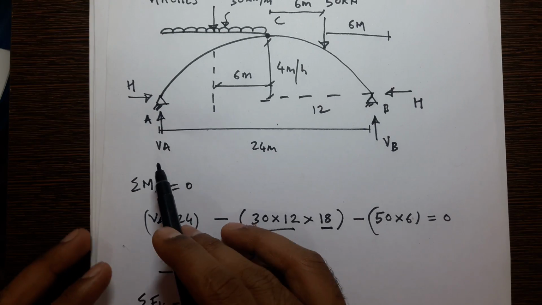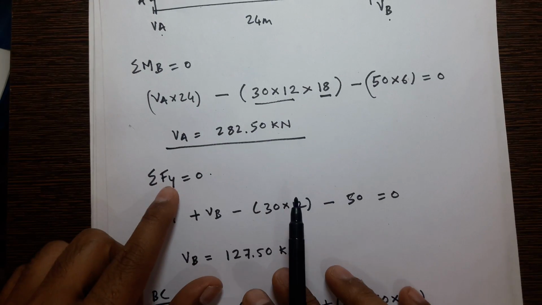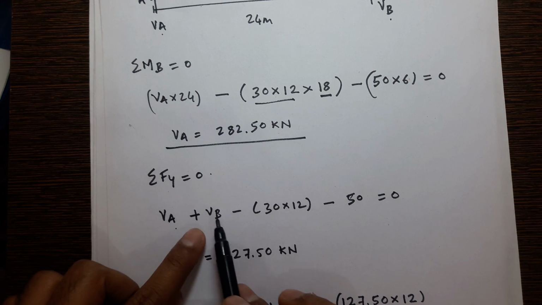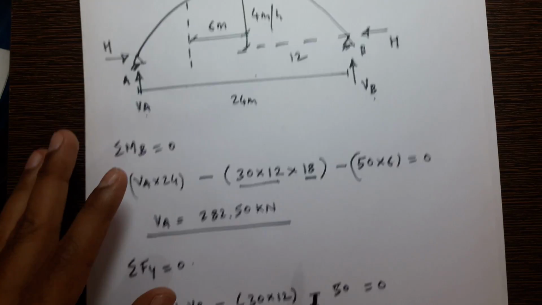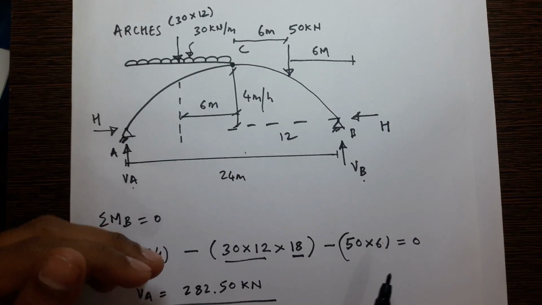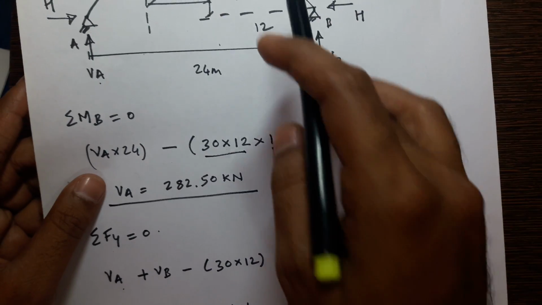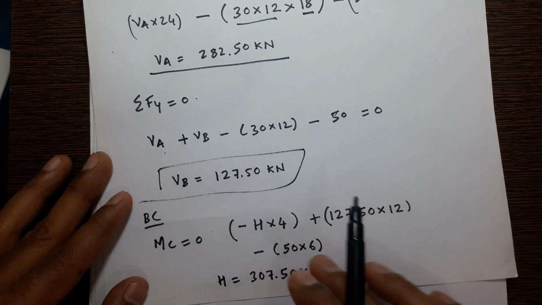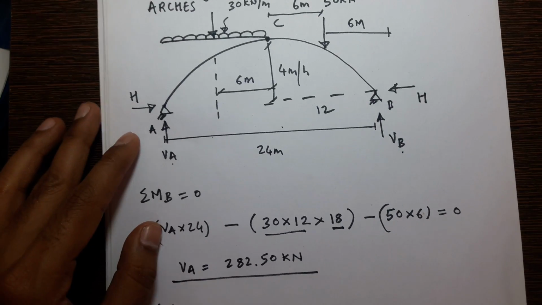Now when you have got VA, you can easily find VB. You have to take summation of Fy equal to 0. VA plus VB, because both are going upward, and this UDL is going downward, minus 30 into 12, the total load of the UDL, minus 50. So VB you will be getting 127.50. We also have a horizontal reaction here.